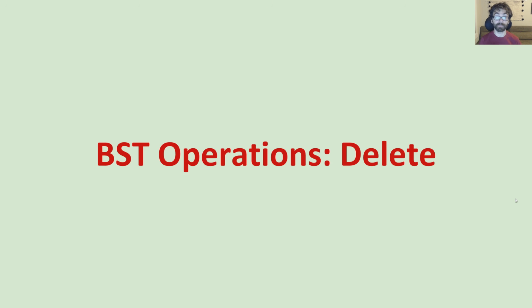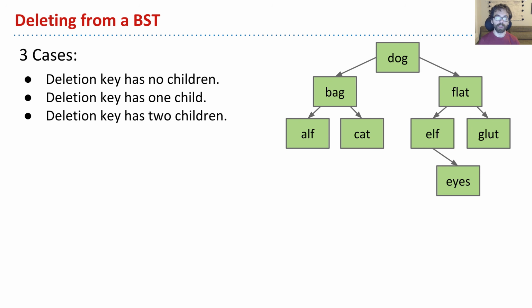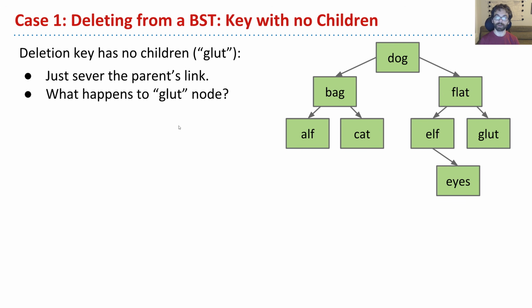Let's now turn to the final and trickiest operation, deleting items out of our set. So it turns out, and I'm just going to spoil the two easy cases, that there are three cases. The first is that the key that we want to delete has no children. The second is that it has one child. The third is that it has two children. By breaking it down thus, we can save ourselves some work.